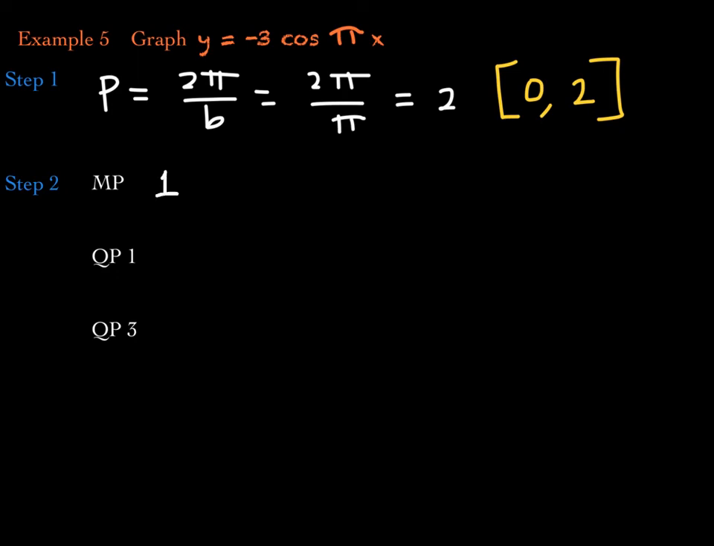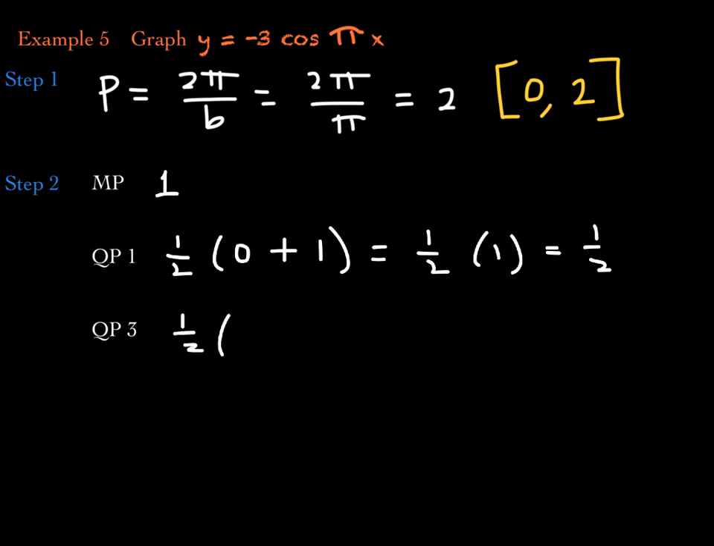Okay. The first quarter point will be half the distance between your left endpoint and your midpoint. So it'll be half of 1, which is just 1/2. And then your third quarter point will be half the sum of your midpoint and your right endpoint. So it'll be half of 3, so it'll be 1.5. Okay, 1.5. All right, cool.